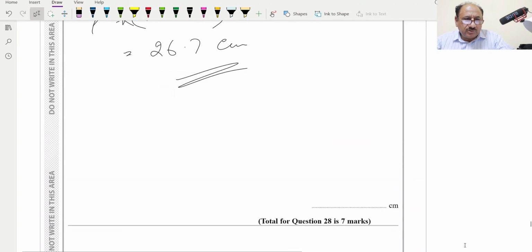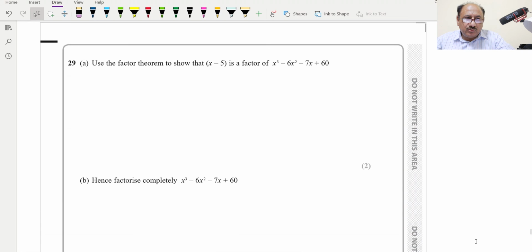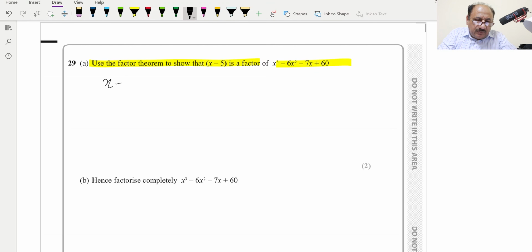Hopefully you understood this. Now next we can move to question number 29. Question 29 says use the factor theorem to show that x minus 5 is a factor of this expression. In the factor theorem we are just writing, for example, x minus 5 is equal to 0. This implies x is equal to 5, so we'll find f of 5.